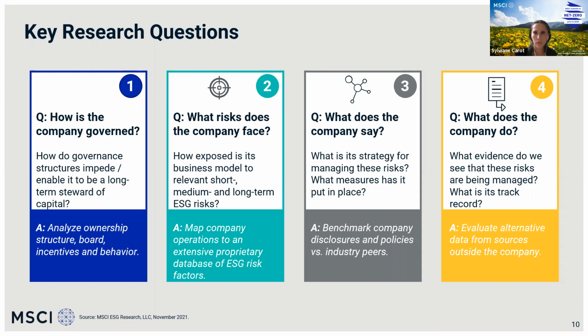So question number 3, what does the company say? What is the strategy for managing this risk? What is their risk exposure and how are they responding to this risk? So to answer this question, we will look at the company's disclosure and policies versus its industry peers. The 4th question is, what does the company do? So here we're looking at what evidence do we see that these risks are being managed? And to answer this question, this is where we use alternative data sources to check really this evidence and that the companies are really doing what they're saying they do. Basically, is the company really walking the talk?